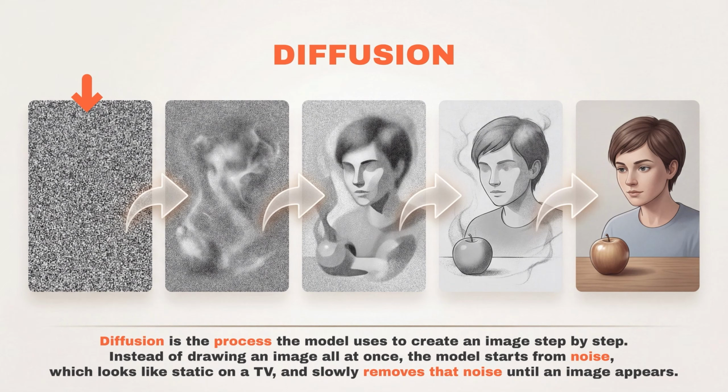It starts from pure random noise. This noise looks like static on a television. The model then runs a sequence of small refinement steps. At each step, a small amount of noise is removed.